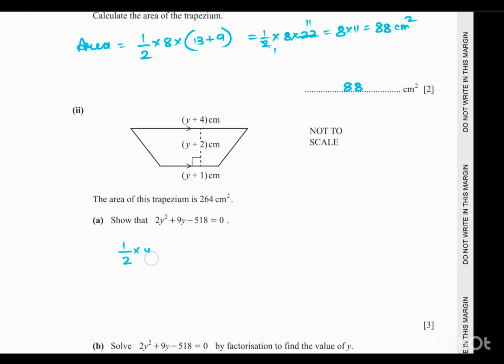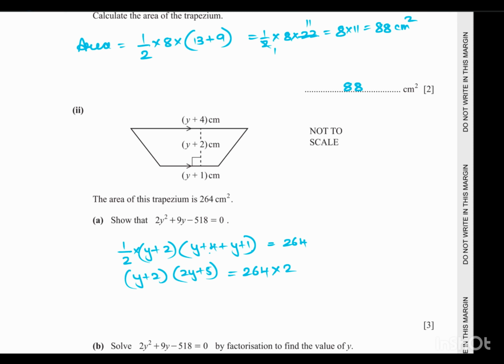So half into y plus 2, which is height, into y plus 4 plus y plus 1, that is equal to 264. Now if I bring half onto the other side, I will be left with y plus 2 and 2y plus 5 on the left hand side. This is 2y plus 5, y plus y is 2y, and 4 plus 1 is 5. So this is equal to 264. Because I brought half onto the other side, 2 gets multiplied.